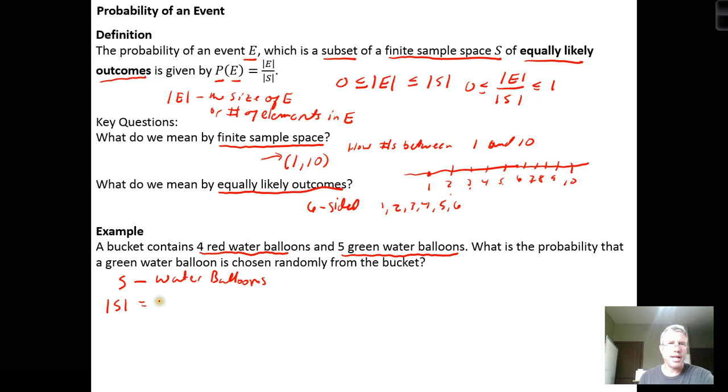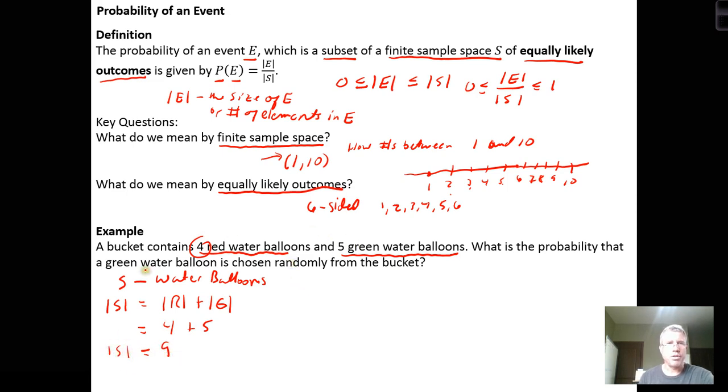So I could say, hey, I have a set that contains red balloons, plus I have a set that contains green balloons, and you can't be a red and green balloon at the same time. So the size of the sample space is just going to be the sum of the sizes of these subsets. So the size of the set that contains the red balloons is 4 because there are 4 red water balloons. The size of G is going to be 5 for 5 green water balloons, and we get the size of the sample space is 9.